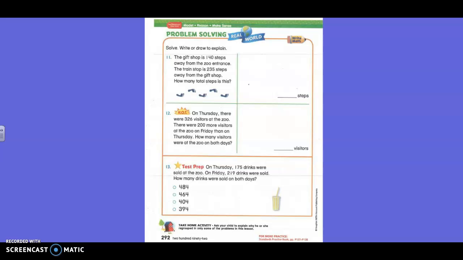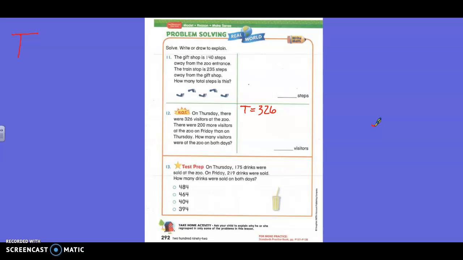On Thursday, there were 326 visitors at the zoo. Okay, so I'm going to write a T for Thursday. You can write it on your top, on your little box out here. T for Thursday. And how many visitors were there on Thursday? 326 visitors. Okay, that's what I know so far. Now read the second sentence.